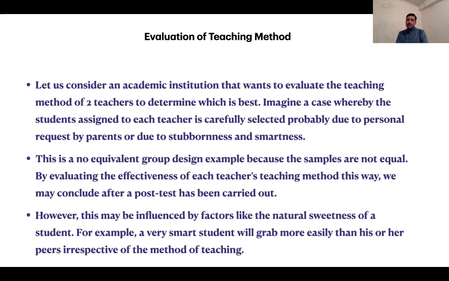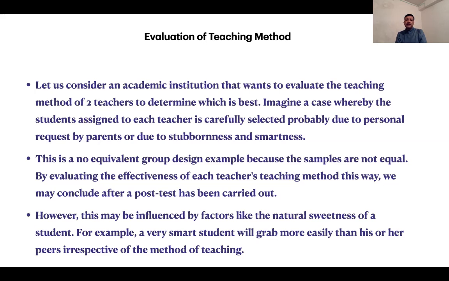Next, evaluation of teaching. This is another example of experimental research. Let us consider an academic institution that wants to evaluate the teaching methods of two teachers to determine which is best. Imagine a case whereby the students assigned to each teacher are carefully selected, probably due to personal requests by the parents or due to their intelligence and smartness. This is a non-equivalent group design example because the samples are not equal.